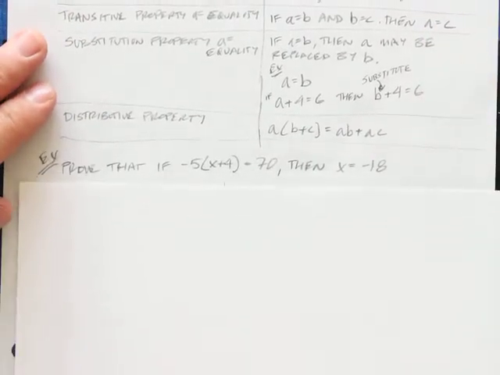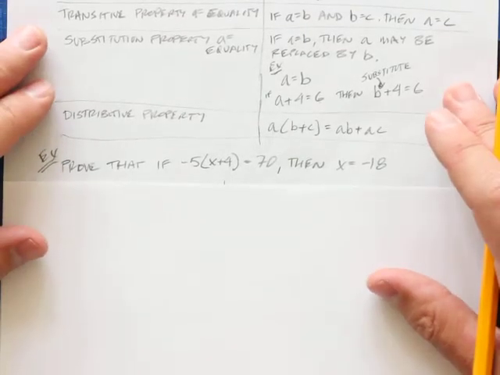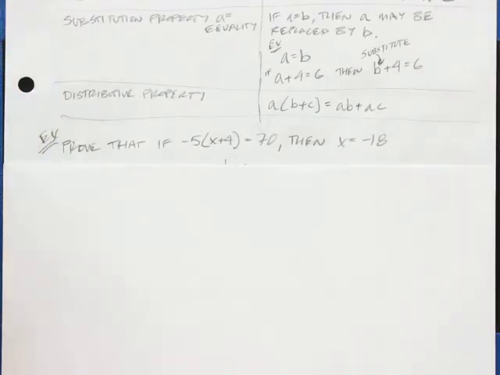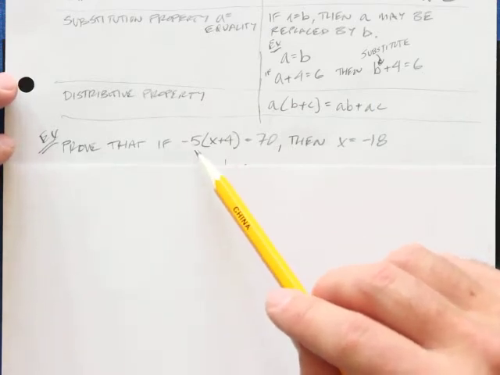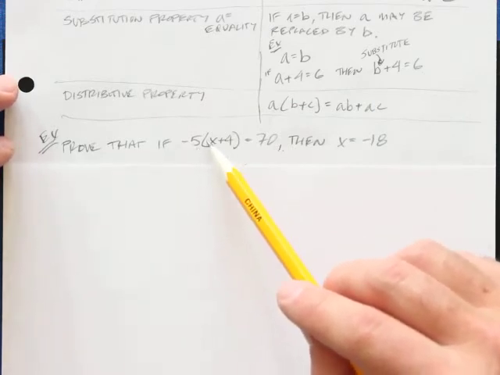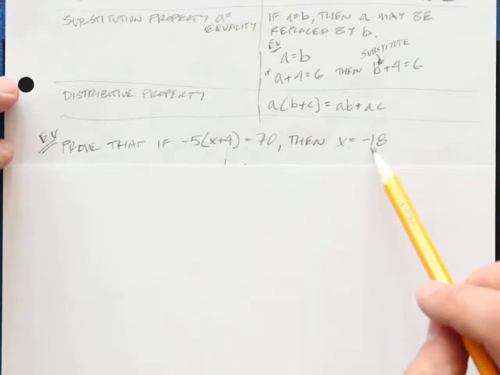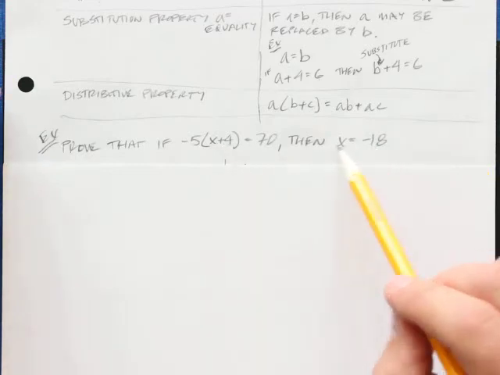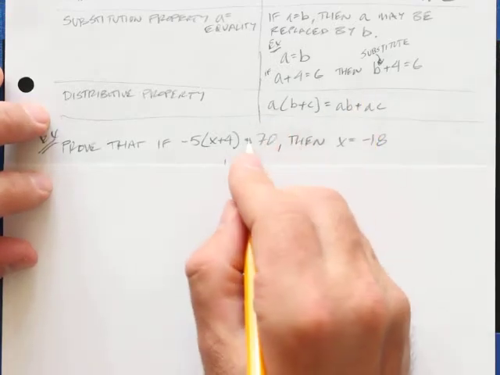So now let's do a two-column proof. We just learned how to do those in 2-5. We're going to prove that if negative 5 times the quantity x plus 4 equals 70, then x equals 18. So we're going to prove that x equals 18 if this statement here, and I'll make this equal sign a little bit clearer, equals 70.